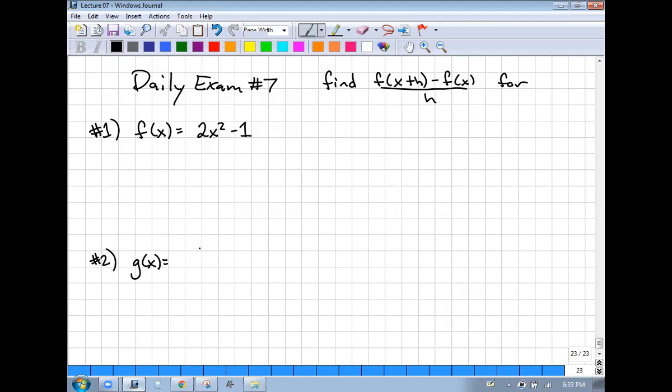All right, so let's do another one. Let's do, I'm not going to do anything too goofy here. Do 3x cubed plus 4x squared minus 1. There you go.